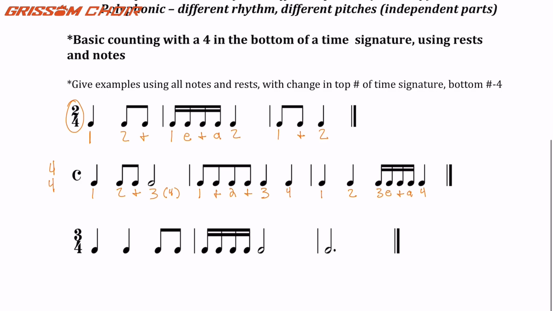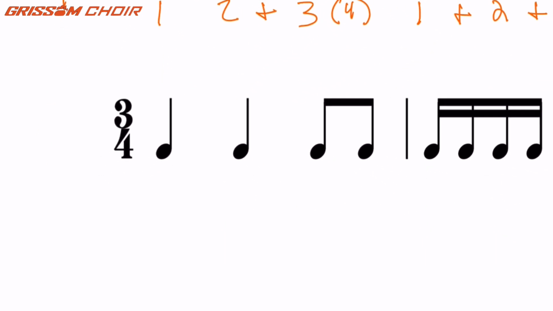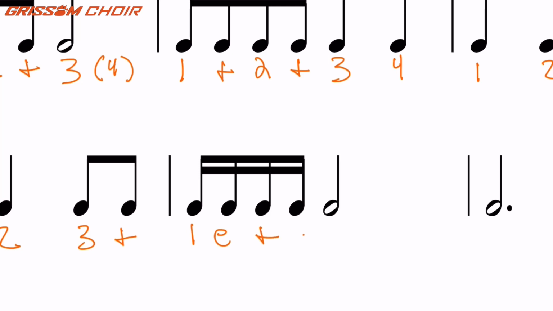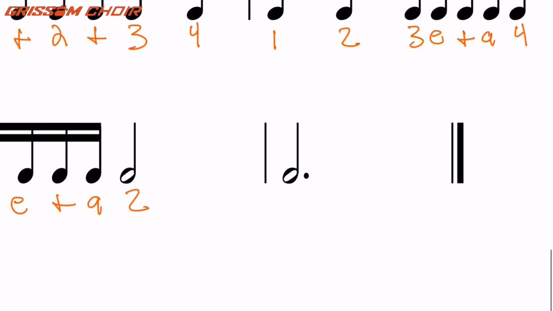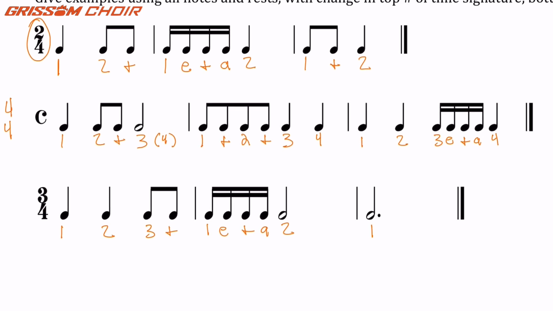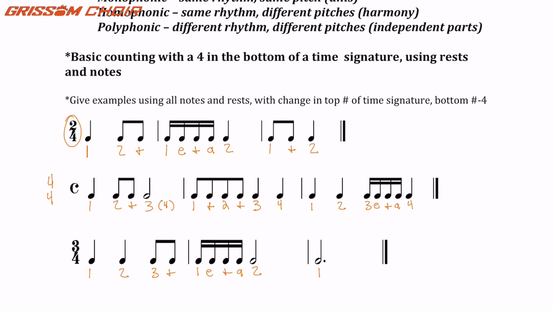This last example is in 3/4 time signature. Go ahead and pause the video, complete the counts, play it back, and see if you get it correct. 3/4 time signature, this would be 1, 2, 3, and 1, E, and 2, and then 1. That would be 1, 2, 3, and 1 E and a 2, 1 off. And that is everything on Music Theory Level 2.1.